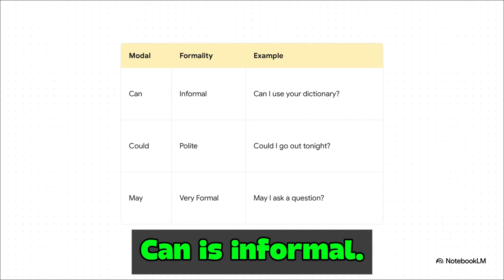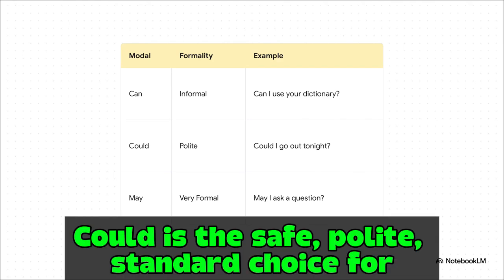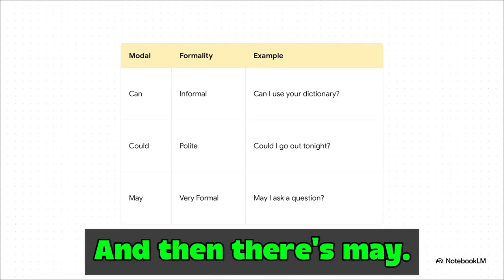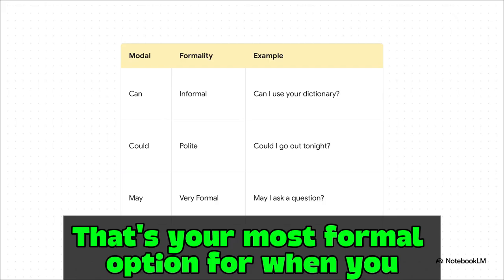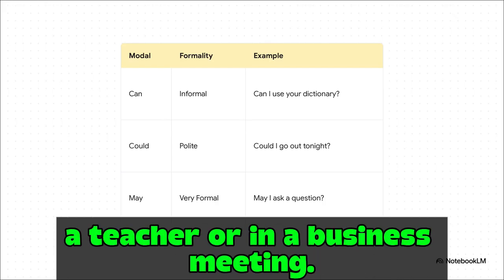Can is informal, it's what you use with friends. Can I borrow a pen? Could is the safe, polite, standard choice for most situations. Could I have some water, please? And then there's may. That's your most formal option, for when you want to show a lot of respect, like to a teacher or in a business meeting.